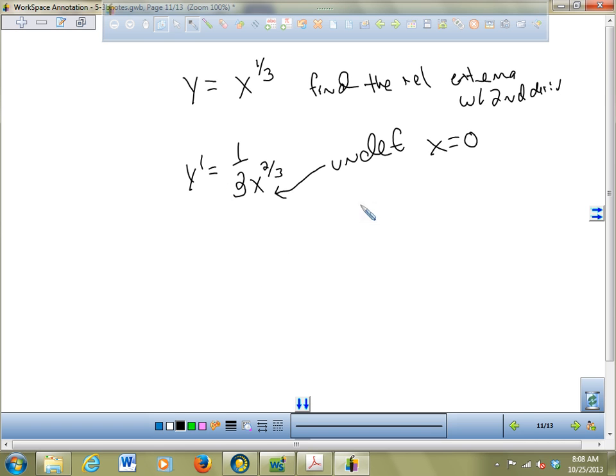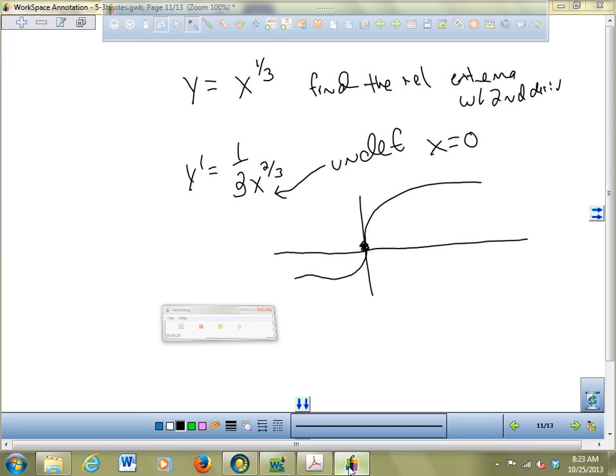It's undefined as well. So the test fails, but if you were to graph it, it has a vertical tangent there, and there's no max or min at that point anyway. This one doesn't have a relative maximum or minimum. So if we get one like that, can we just say test fails? Test fails, yeah.